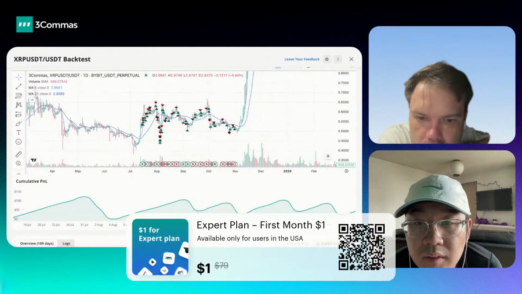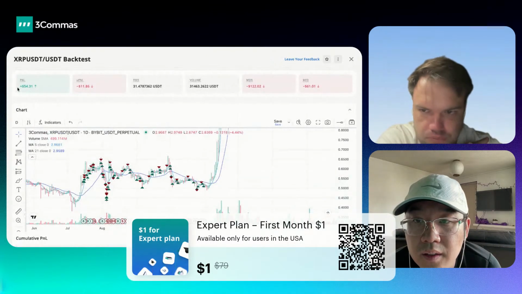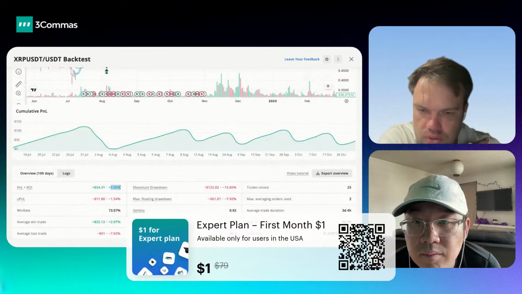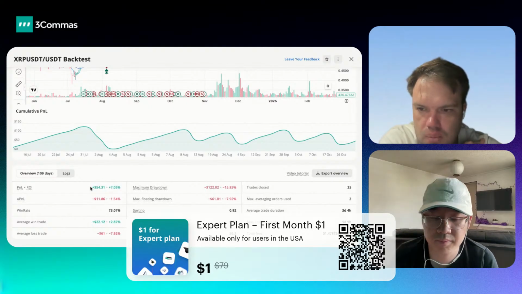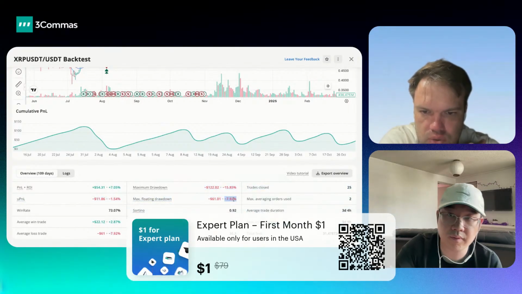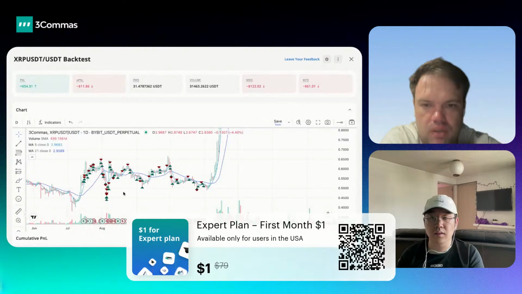Oh, actually, what was the P&L and results? Not as good. In percentage terms, ROI was just this one. For the previous period, we had 29 something. But here, I don't really like the maximum drawdown and the floating drawdown. Floating drawdown is almost the same as the P&L. But let's see why.